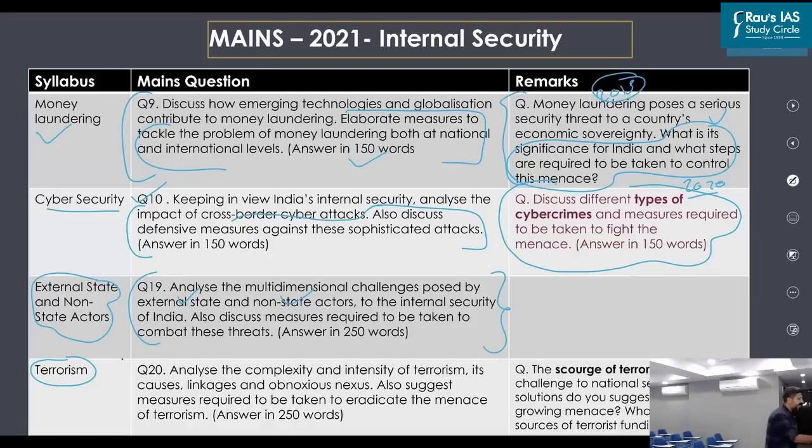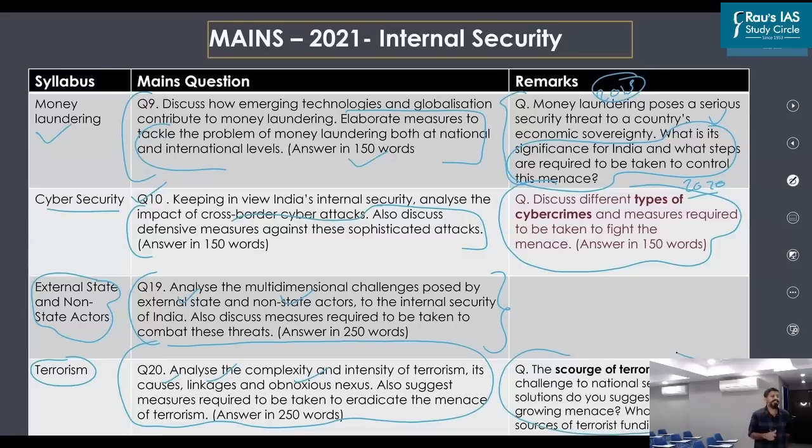So the question of our interest in this discussion is this: analyze the complexity and intensity of terrorism, its causes, linkages, and obnoxious nexus. Also suggest the measures required to be taken to eradicate the menace of terrorism. This has been inspired from this question asked in the previous years: the scourge of terrorism is a grave challenge to national security. What solutions do you suggest to curb this growing menace? What are the major sources of terrorist financing?